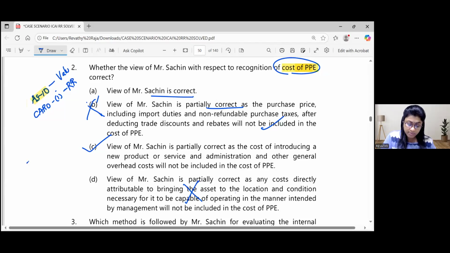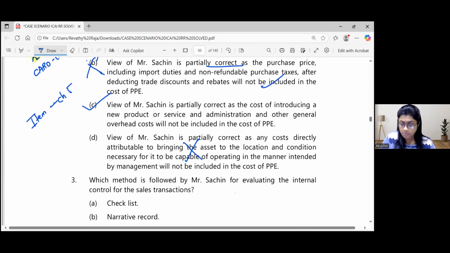If you see items in the FS chapter, which is chapter number 5, PPE is an item which you have to study. In that, AS 10 will come. Can I get a reply? Can we go to the next?